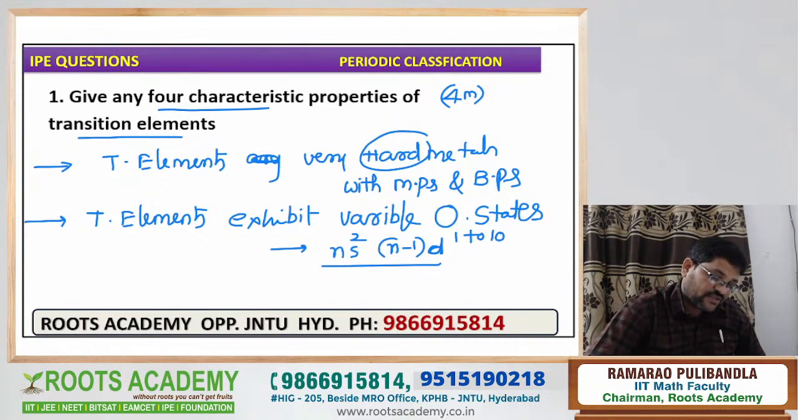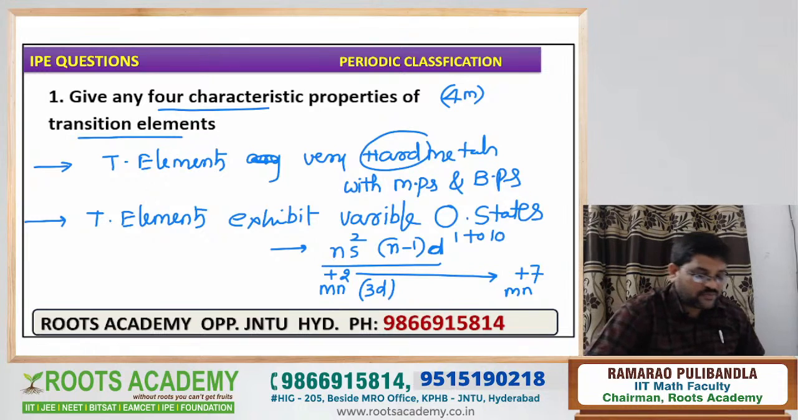One of the best examples is manganese, which belongs to the 3d series. Manganese can show the oxidation state of plus 2, and a maximum of plus 7. That means it shows oxidation states of plus 2, plus 3, plus 4, plus 5, plus 6, up to the maximum of plus 7, because of the incompletely filled (n-1)d1 to 10 configuration. This is the second point.